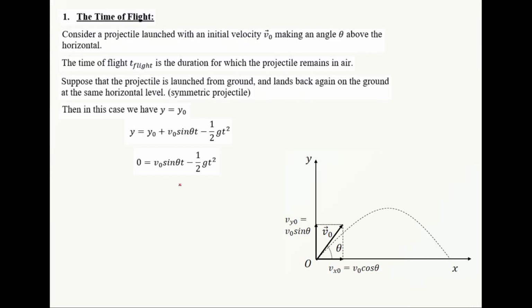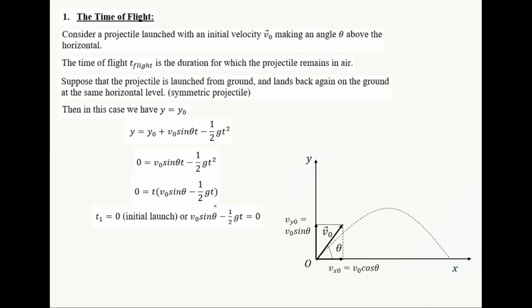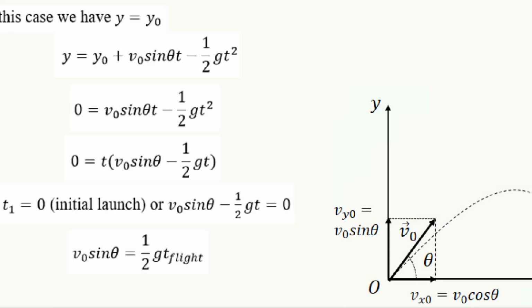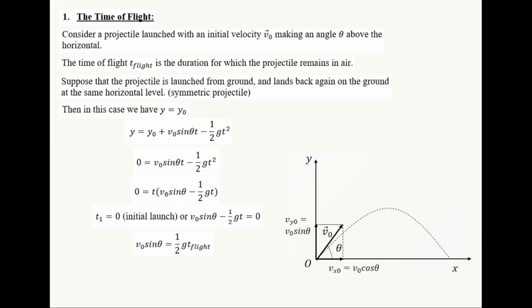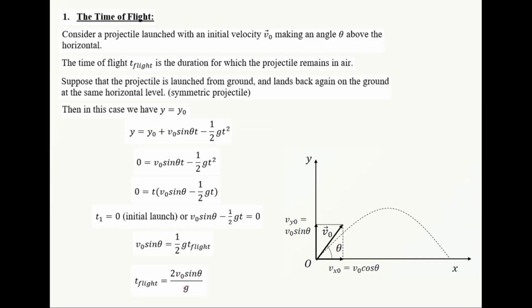Now we can factor t out, and in this case we have two solutions. The first one is t equal to 0, and the other one can be determined by solving this linear equation. Isolating t, or taking this to the other side, this time would be the time of flight because we started from the equation y equals y0. And isolating t by taking 2 up and g down, the time of flight for a symmetric projectile is given by the numerator 2 v0 sine theta divided by g.